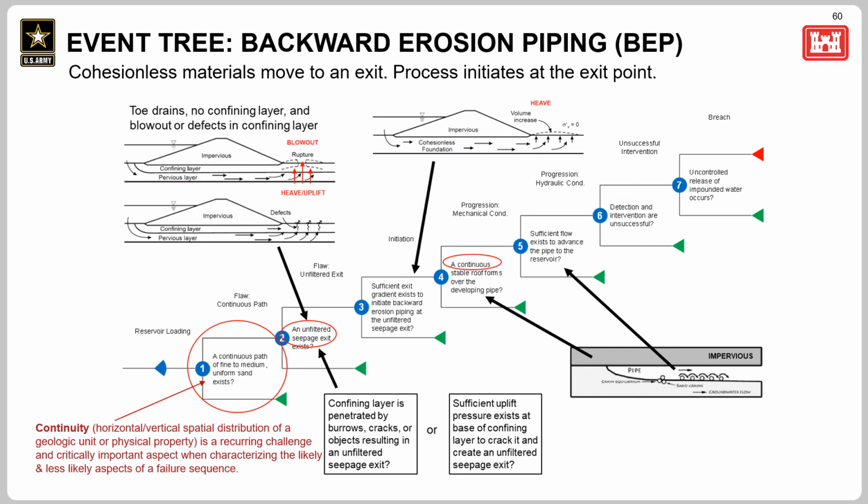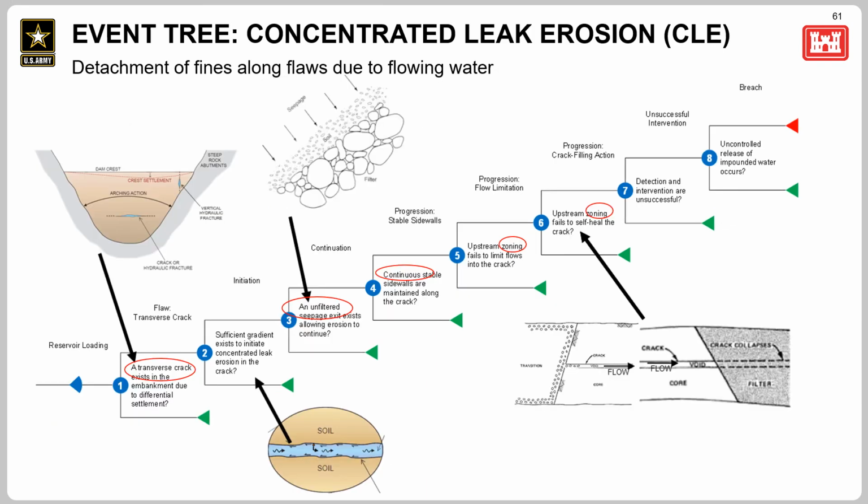Also, do the material properties provide any kind of filter action, or is the exit unfiltered without any material filters? And then further along in the progression node, does a cohesive layer exist that's continuous and consistent enough to hold a roof? So those three red circled areas are areas along the event tree when we're thinking about this from a risk framework where site characterization plays a key role in the assessment.